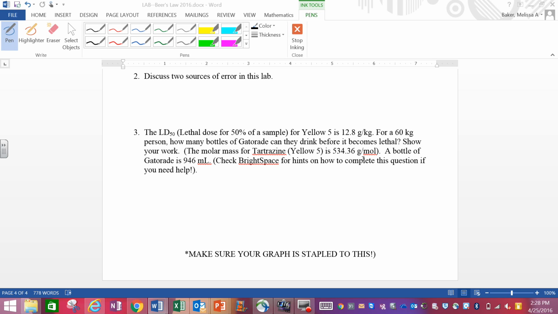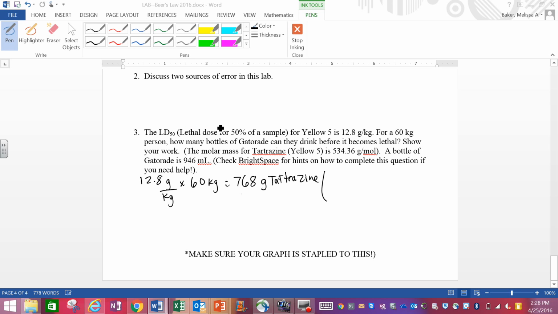The last question here talks about lethal dose. It says the lethal dose for yellow 5 is 12.8 grams per kilogram. So for a 60 kilogram person, how many bottles of Gatorade can they drink before it becomes lethal? First step, we need to figure out how many grams of yellow dye that is. Multiply the lethal dose by the weight of the person. They would have to have 768 grams of tartrazine. That's the chemical name for yellow 5.